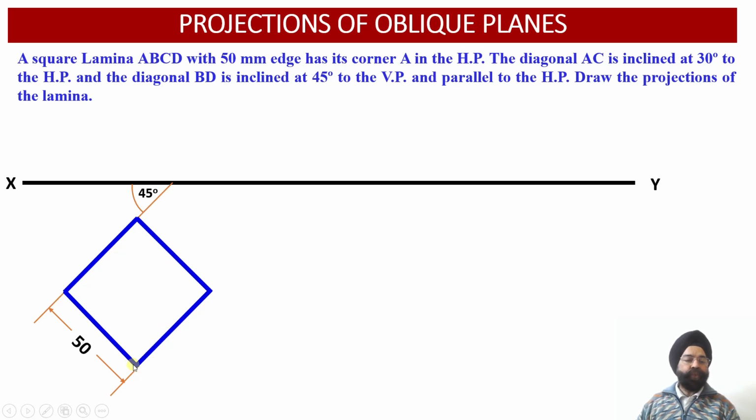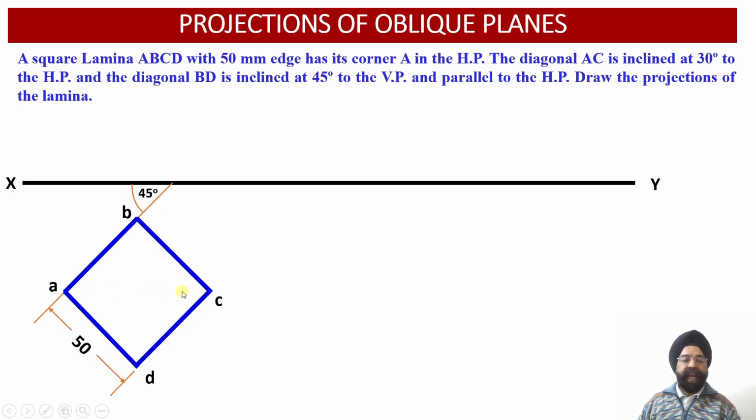So the edge of the square we have marked as 50 millimeter, and one of the edges we have marked at an angle of 45 degree with respect to the vertical plane. Now we can check, this is the diagonal AC which happens to be inclined with respect to the horizontal plane.